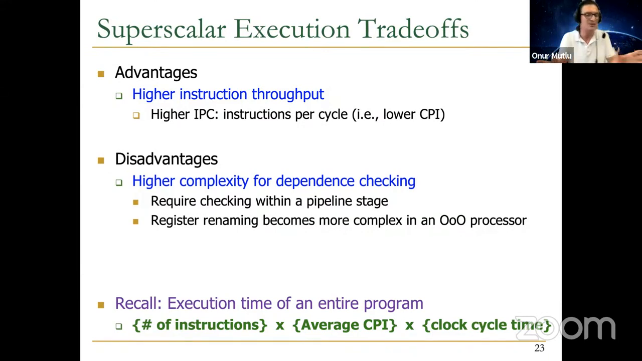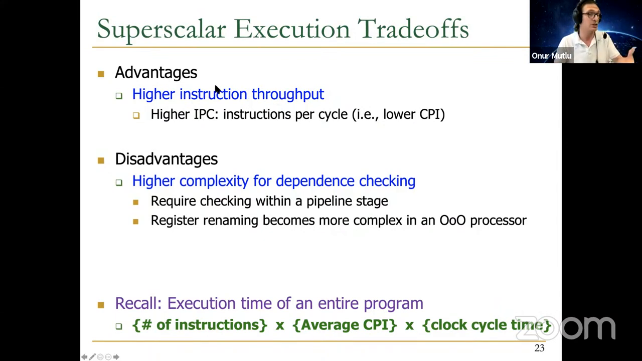Again, you don't necessarily need to do it within a cycle. You can break that pipeline stage into many cycles, right? But that increases the depth of your pipeline and hence your branch misprediction penalty, which is important as we will see in the next lecture. So basically, this becomes complicated. And it can potentially increase your clock cycle time if you're not able to break this dependence checking logic into multiple pipeline stages successfully.